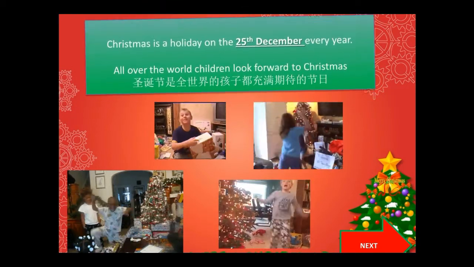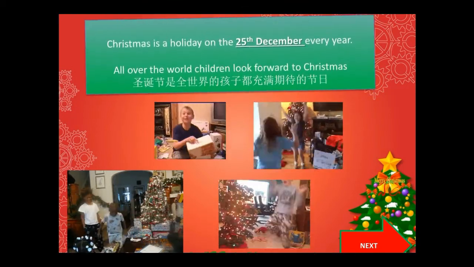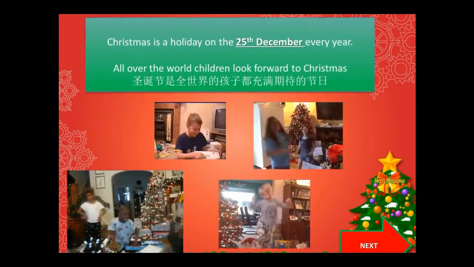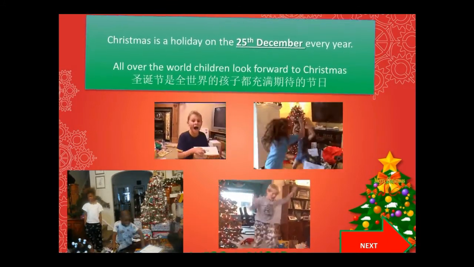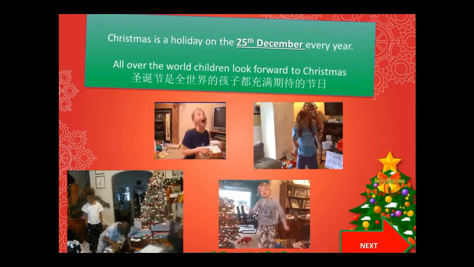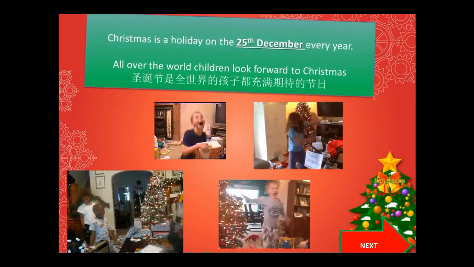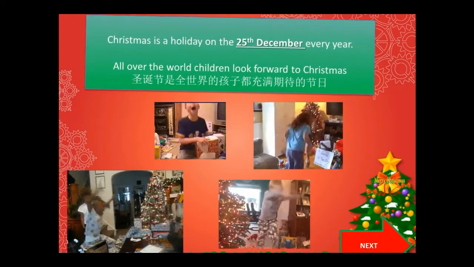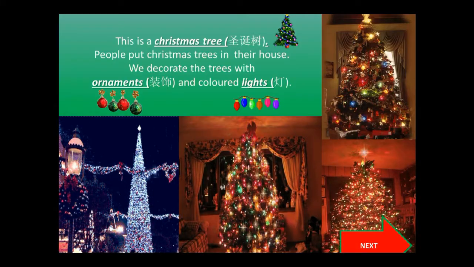So I like to go over the date for Christmas. I think that's very important for them, and I will have them repeat 25th of December. And I emphasize that this is a day that all children are very excited for, and I point to the animated GIFs that all the children get these presents, and they get very excited about it.